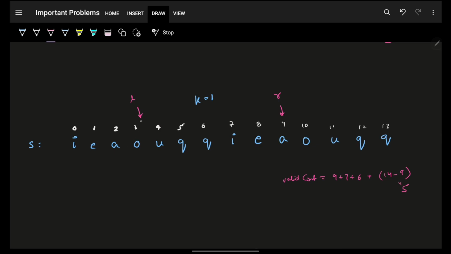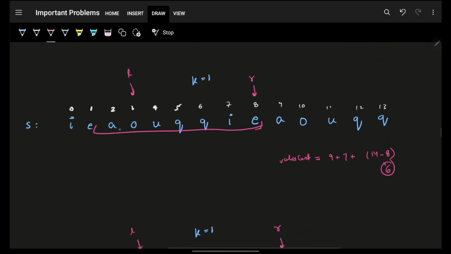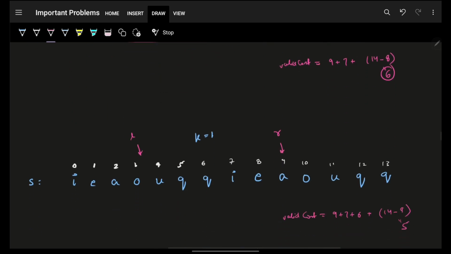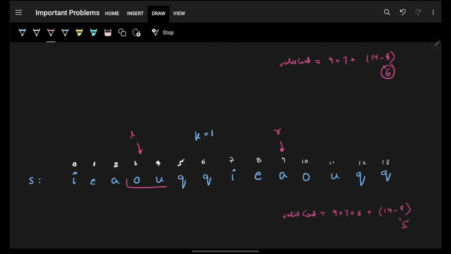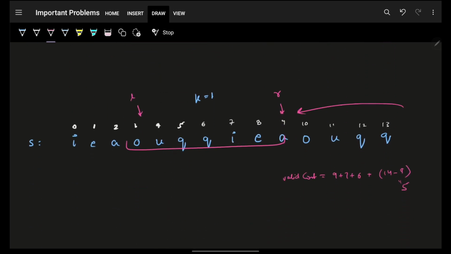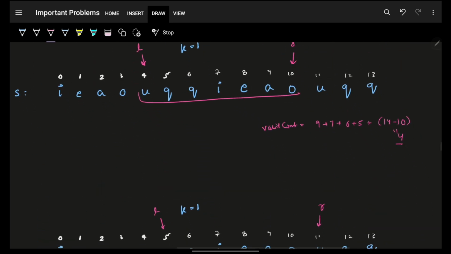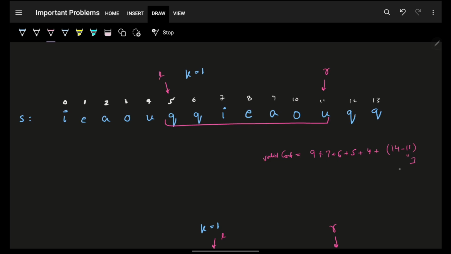Okay, I shrank it. When I shrank it, it again became invalid. So I will again try to expand, in the next iteration R, I expand it. Now it again became valid. So now 14 minus 9, 5. Same way, try to shrink it, expand it, add a 4. Again, same way, shrink it, expand it, 3.